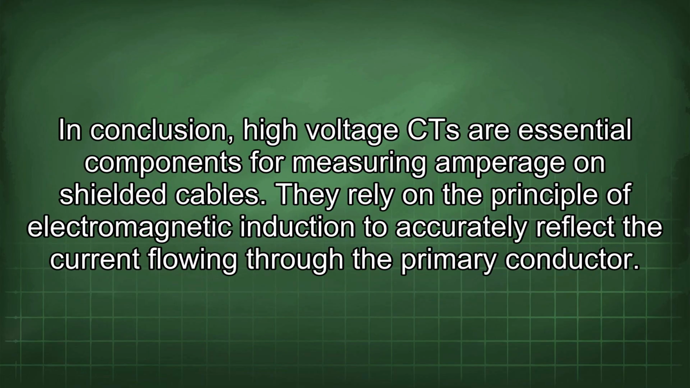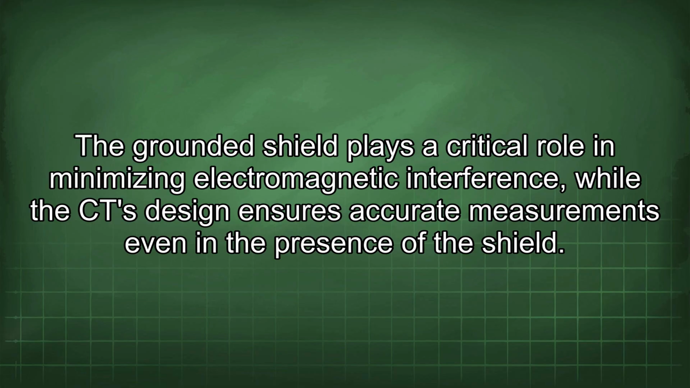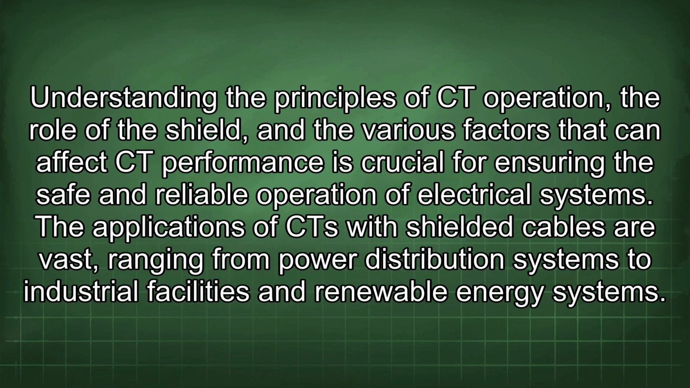In conclusion, high-voltage CT are essential components for measuring amperage on shielded cables. They rely on the principle of electromagnetic induction to accurately reflect the current flowing through the primary conductor. The grounded shield plays a critical role in minimizing electromagnetic interference, while the CT design ensures accurate measurements even in the presence of the shield. Understanding the principles of CT operation, the role of the shield, and the various factors that can affect CT performance is crucial for ensuring the safe and reliable operation of electrical systems.